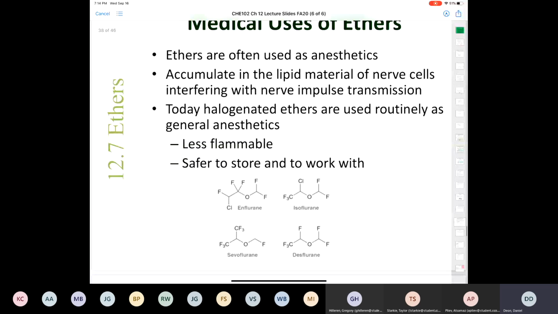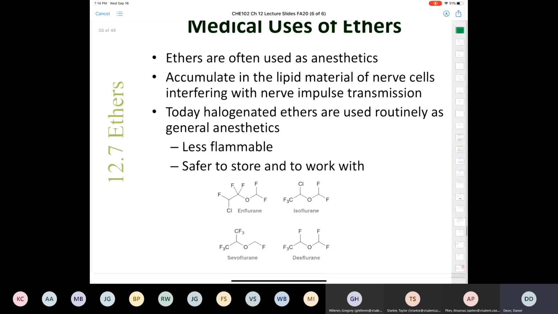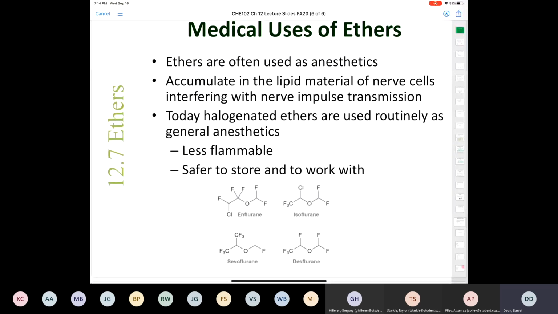Medical uses of ethers. If you've ever been to the doctor and been put under anesthetic before, you've probably heard of ether being used as an anesthetic. Well, it's a really old anesthetic, diethyl ether, because I know it works as an anesthetic, but I think it made people very sick, caused a lot of nausea. And so another problem is that it was highly flammable, so that's also not good.